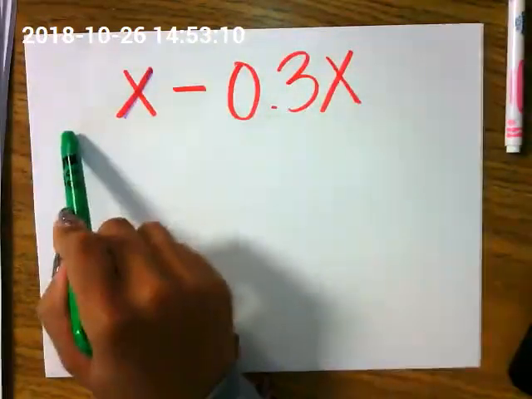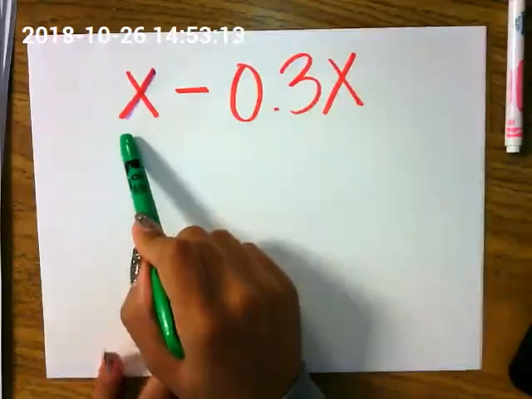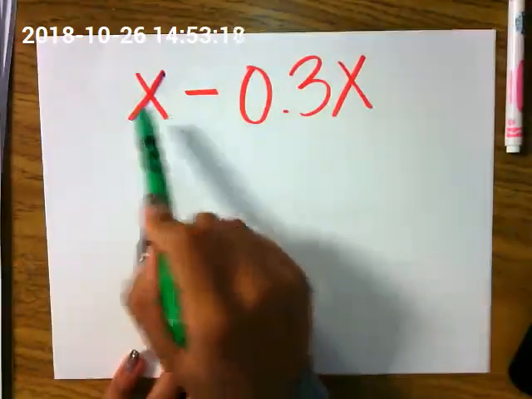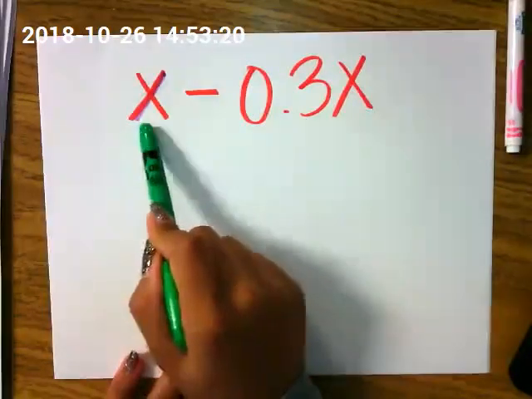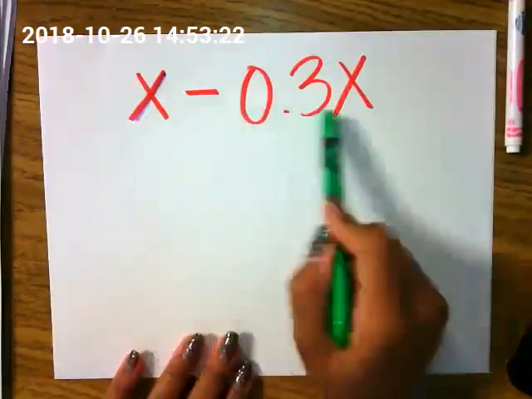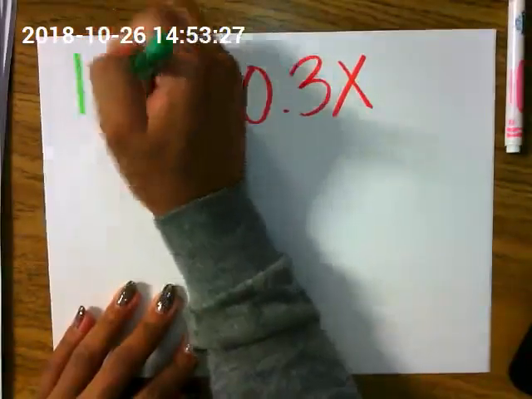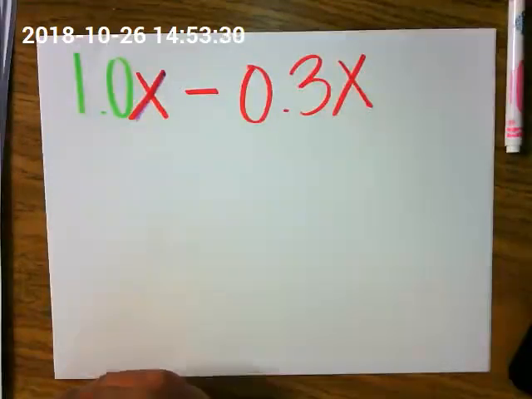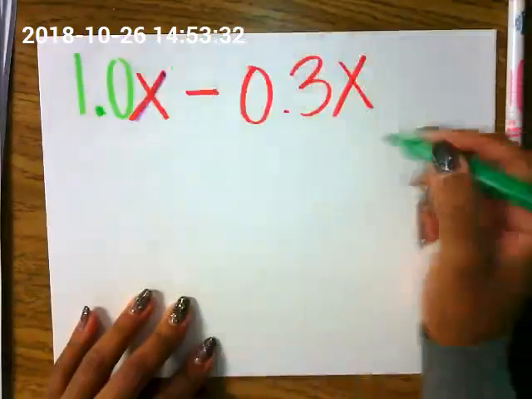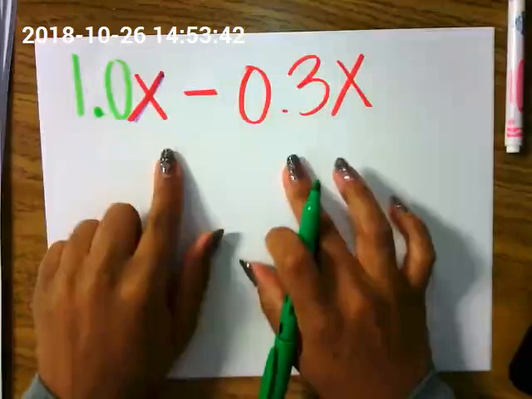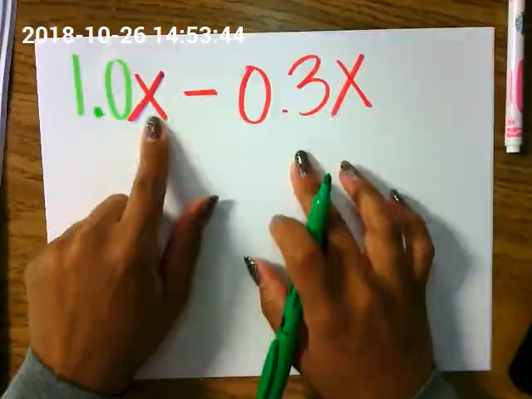So for this expression here, they're basically asking us to simplify it. Now, if there's nothing in front of this x, we know that we can put a 1 in front of it. But instead of putting just a 1, since this second number is a decimal, I'm going to go ahead and put 1.0. So now I can see, okay, I have 1.0 and 0.3. So how can I subtract these two decimals? Are these like terms? Yes. Here's an x, here's an x.